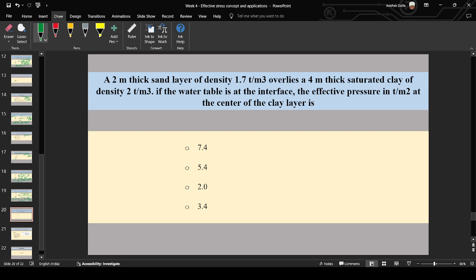A 2 meter thick sand layer of density 1.7 overlies a 4 meter thick saturated clay of density 2 tons per meter cube. The water table is at the interface. The effective pressure in ton per meter square at the center of the clay layer is.